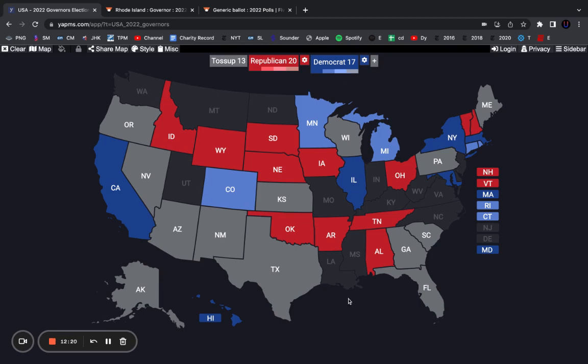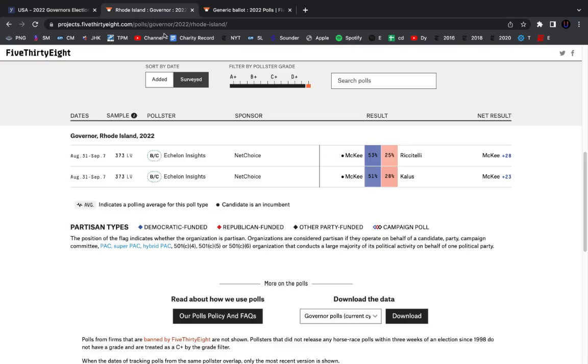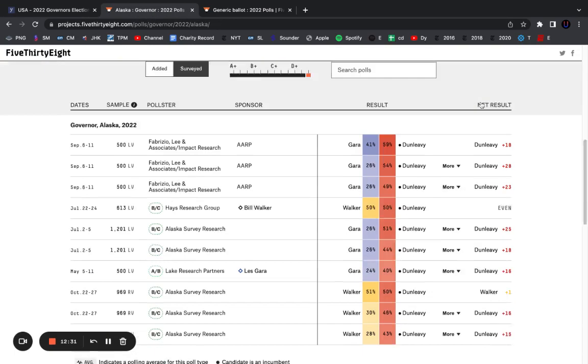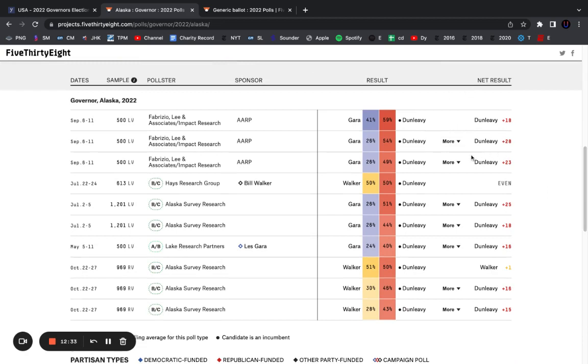So yeah, that's our likely Democratic states. Now the likely Republican states. They have a few. The first is Alaska, where it's a really convoluted race. It's kind of hard to talk about. But when you look at the polls right here, they're all over the place. So there's really 3 candidates.